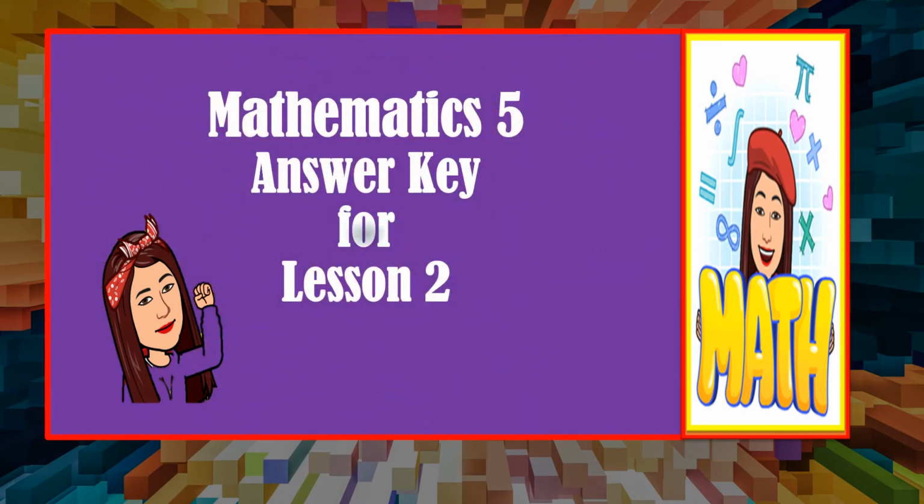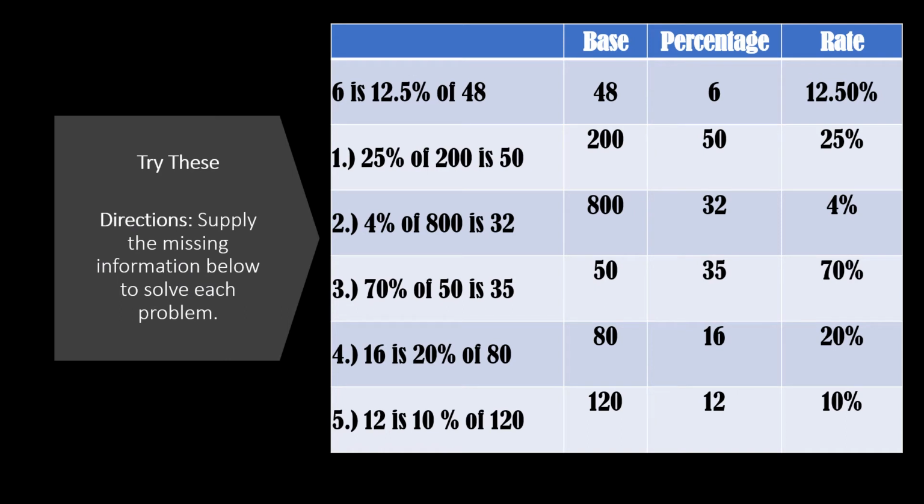Now, let's go to lesson 2. Open your module on lesson 2. Let us now check your work. So in lesson 2, we have Try This: supply the missing information below to solve the problem. So in number 1, this is the example, 6 is 12.5% of 48. So you're going to identify the base, the percentage, and the rate. We know that the rate has a sign of percent. So you can easily identify where the percent is here, this one. So that's why this is the rate. Okay, correct.